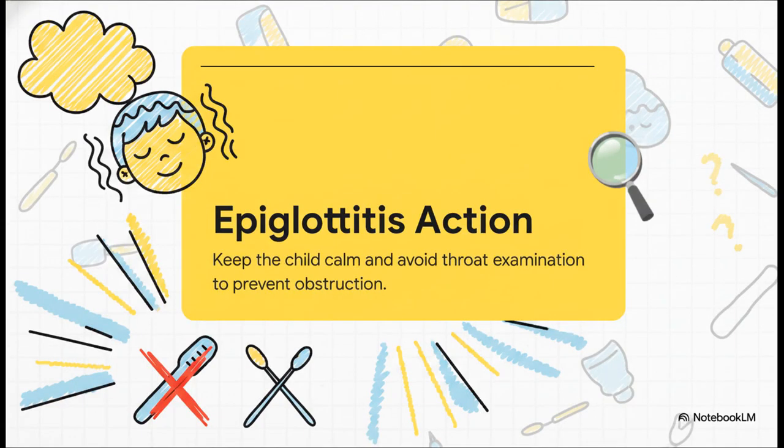The correct answer is B. Keep the child calm and absolutely avoid a throat examination. Why? Because sticking anything in the throat of a child with epiglottitis can trigger a sudden, severe, and complete airway obstruction. No joke. So your exam tip here is a hard and fast rule. Never, ever insert anything, no tongue depressors, no swabs, into the mouth of a child if you even suspect epiglottitis.